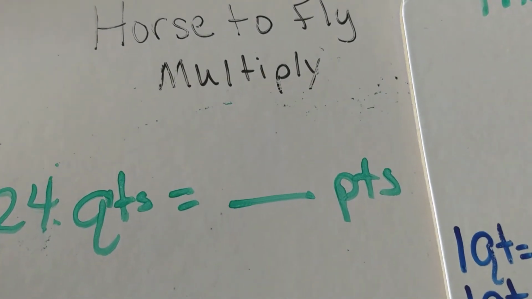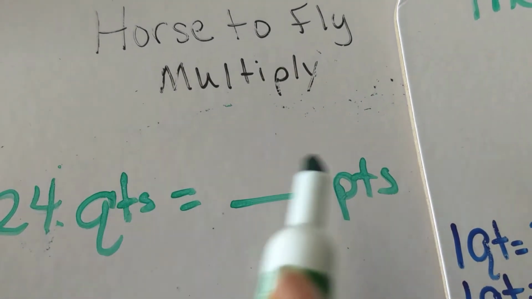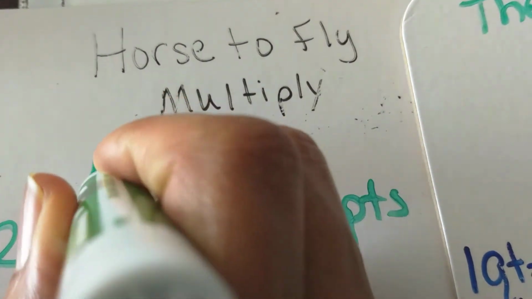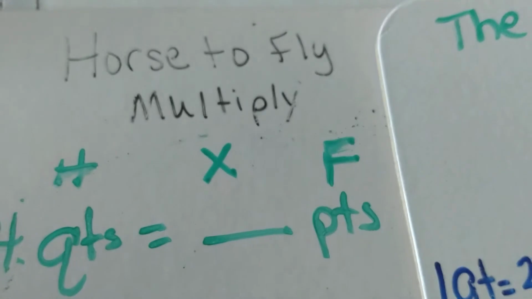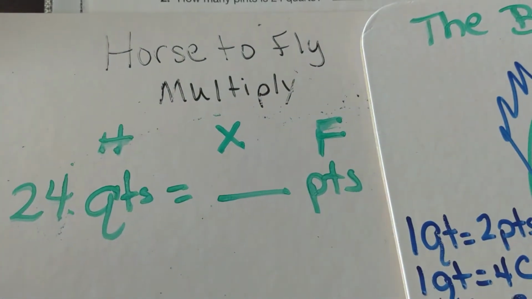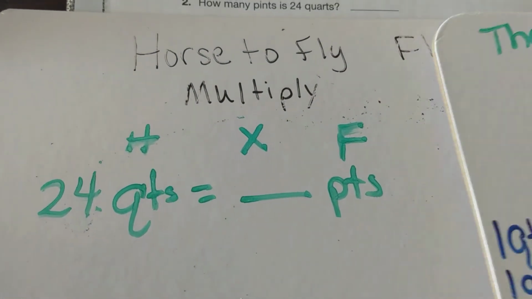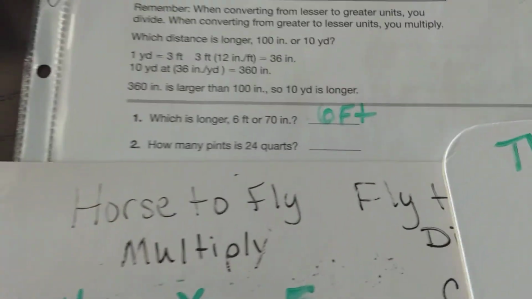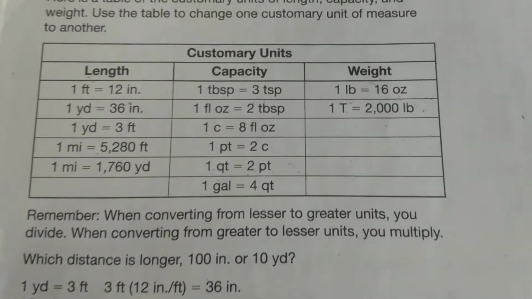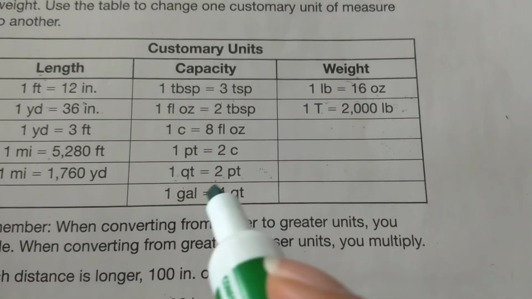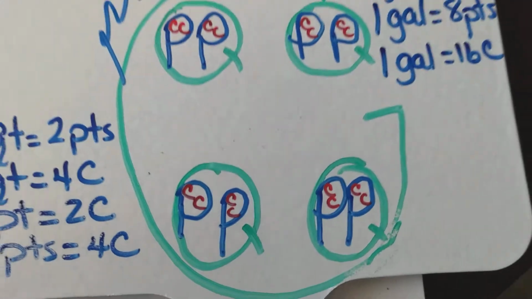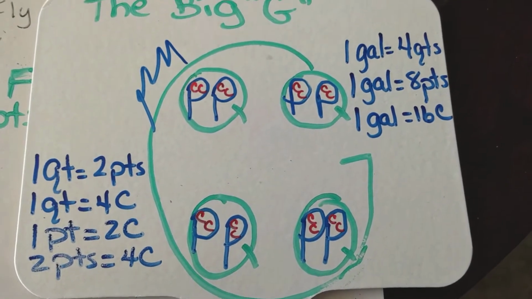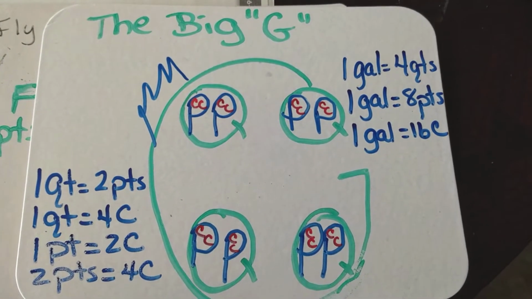All right, let's look at our conversion charts. We're looking at quarts and pints. Remember, we're going horse to fly, multiply. Okay. Now, let's look at our chart for one moment. Quarts to pints. We're looking here and we see that 1 quart equals what? 2 pints. You also could have used your big G chart, right?